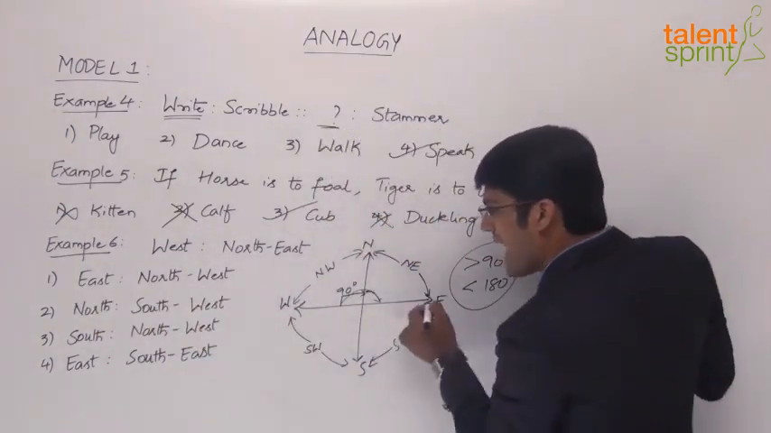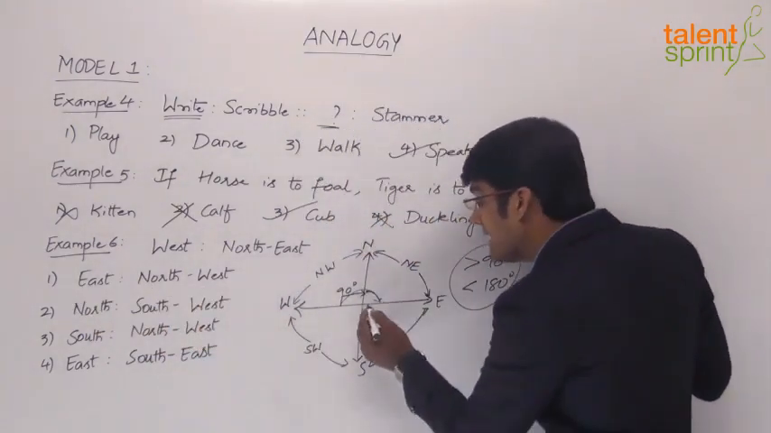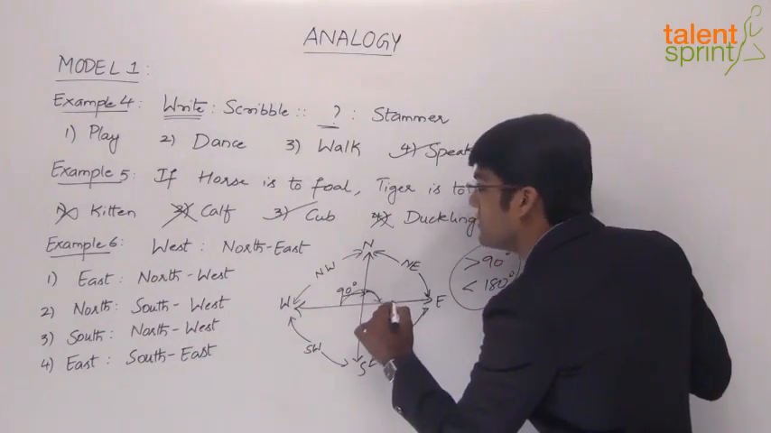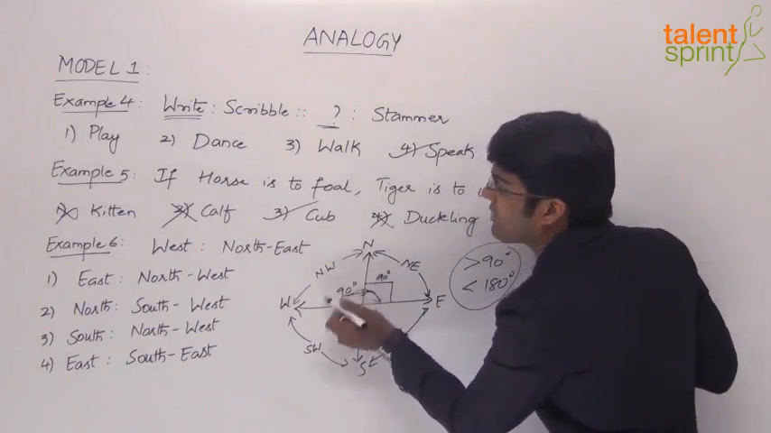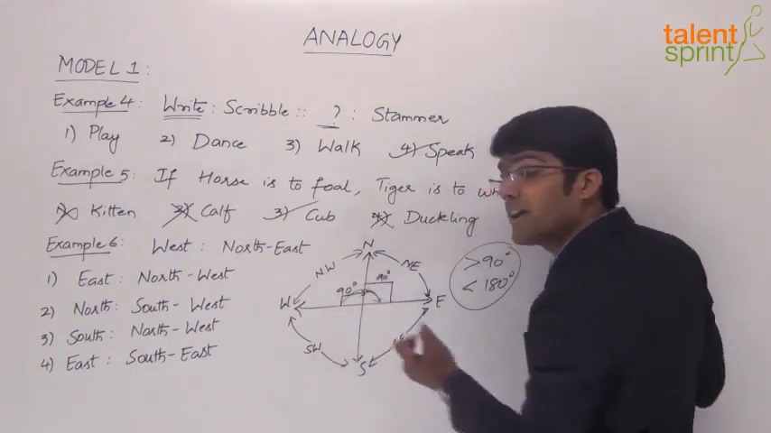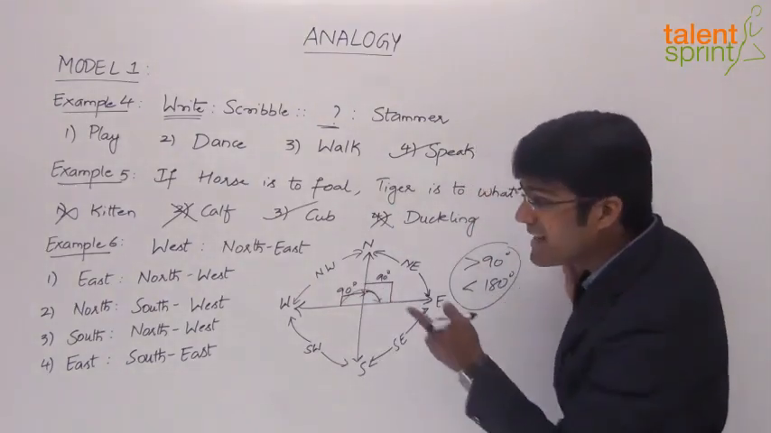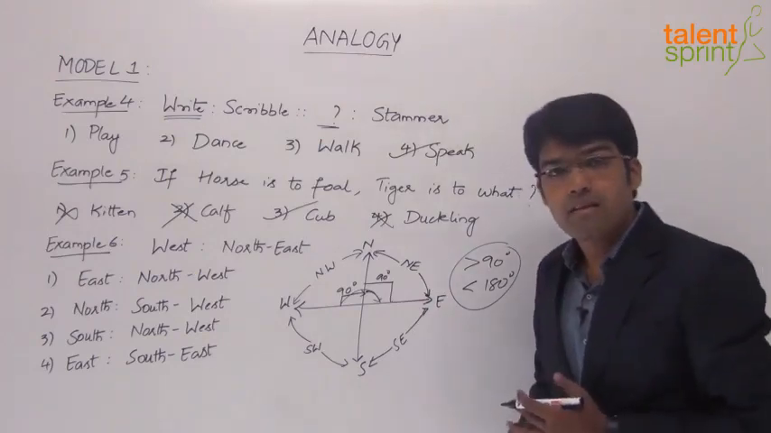East is this, and northwest, right? East and northwest. Again, from east, if we try to move towards northwest, it is 90 degrees up to north and northwest. So northwest is between north and west, so it will be again more than 90 degrees. So can we say first option is the right answer?